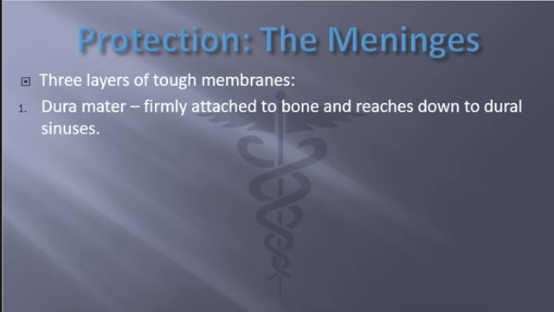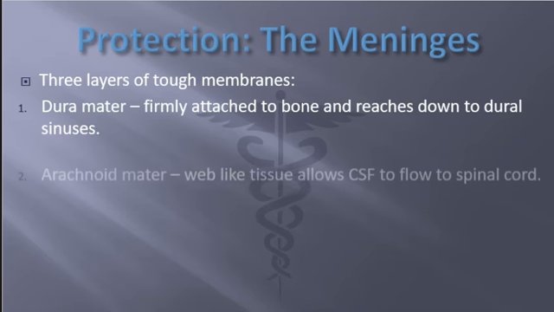Because I want you to write there's three types of meningeal membranes. The first one's called the dura mater. The dura mater. That means tough mother. Tough mama is what that means. It's firmly attached to the bone, reaches down through the dural sinuses. Okay, so remember, this is the protection of the brain. It's like a coating over the brain.